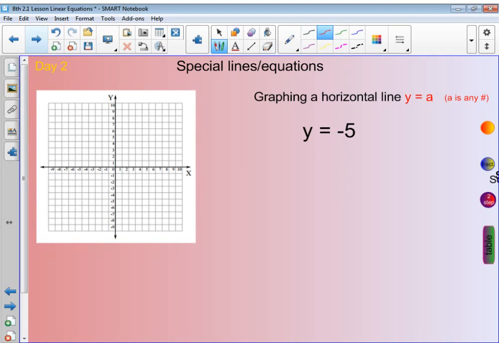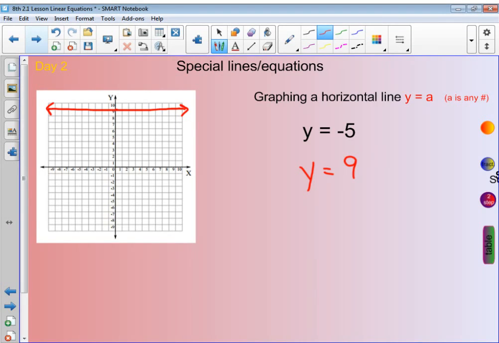Let's do y equals 9. So there's no x involved, we're just going to go to our y line and we're going to find 9, which is right here. And we're going to draw straight across the 9 line. Okay, so that's the graph for y equals 9.